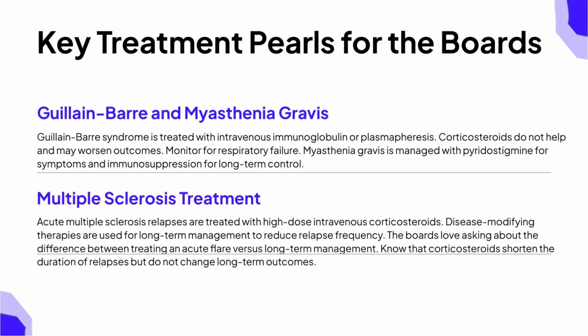For myasthenia gravis, pyridostigmine is the first-line symptomatic treatment, and immunosuppression is used for long-term control. For multiple sclerosis, acute relapses are treated with high-dose intravenous corticosteroids. Disease-modifying therapies are used to reduce relapse frequency over time. The boards love asking about this distinction between acute flare treatment and long-term management. Know that corticosteroids shorten the duration of a relapse but do not change the long-term prognosis.